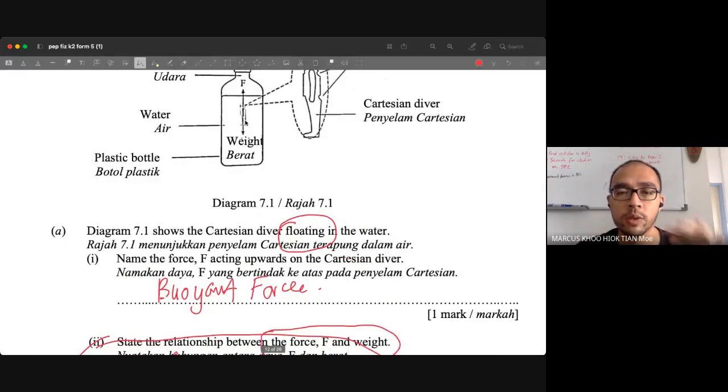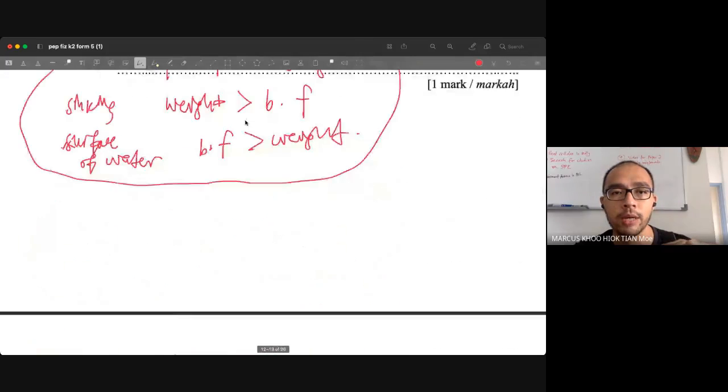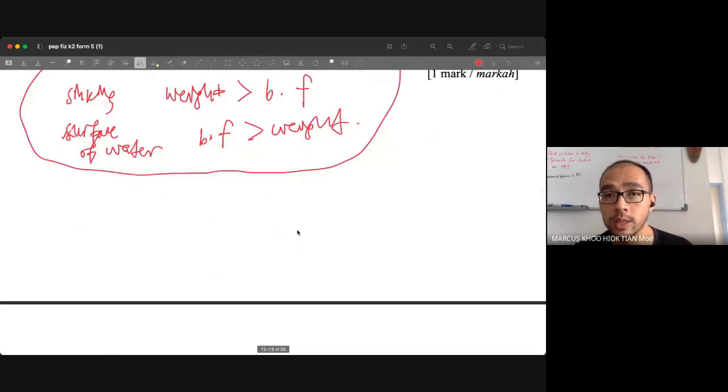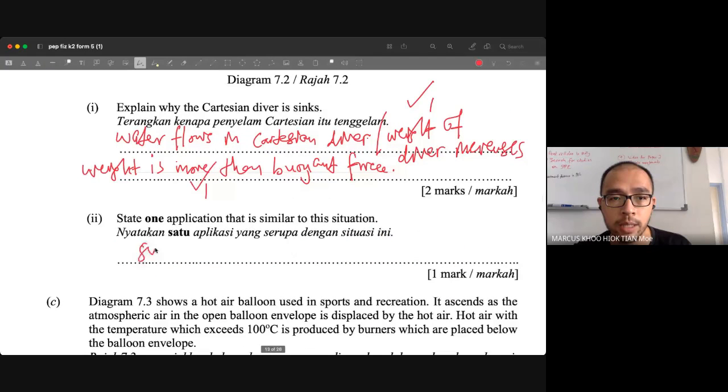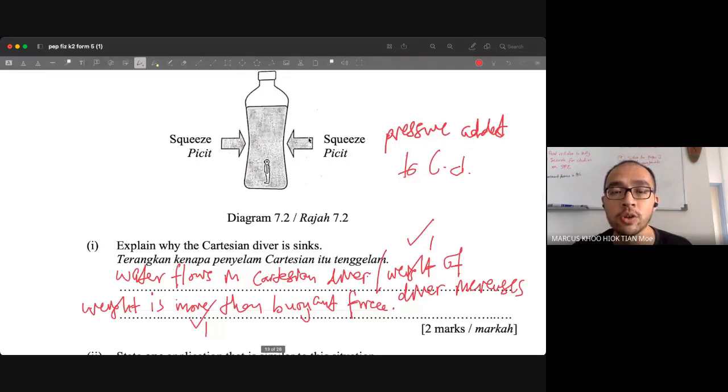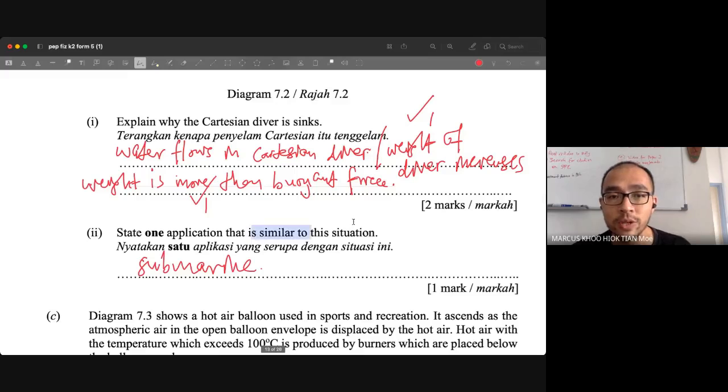Okay, this is very important. It will be floating inside the water somehow. But if the weight is more than the buoyant force, it will sink. Just like the only application that I will terima is submarine. Ramai yang tulis hot air balloon because they ingat hot air balloon works on a different principle. No, works on the same principle, but it is not similar to this situation. Nina, kau nampak kan perkataan? Similar to this situation. Okay, similar to this situation is submarine. It is the only acceptable answer.